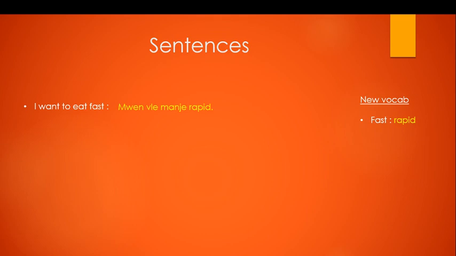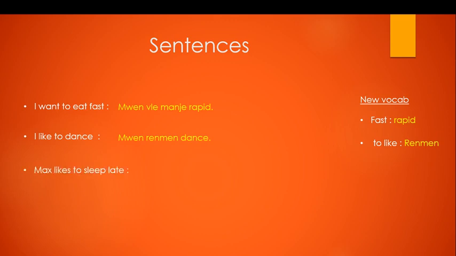Another sentence. I like to dance. How would I say that? So how do I say to like? To like is remer. So I like to dance. What we're going to do is put the I in front. So I is moi. So I like, moi remer, to dance, danser. Moi remer danser.